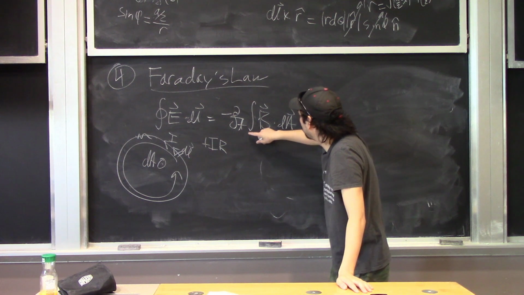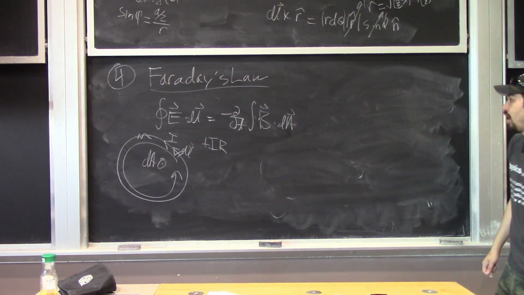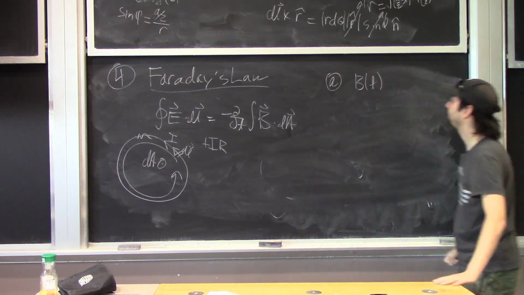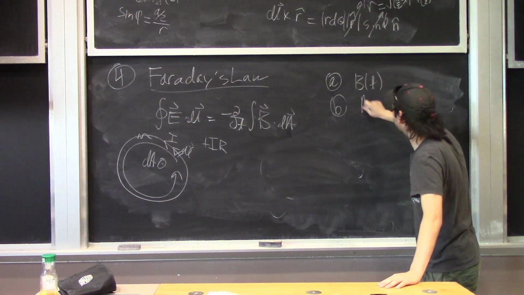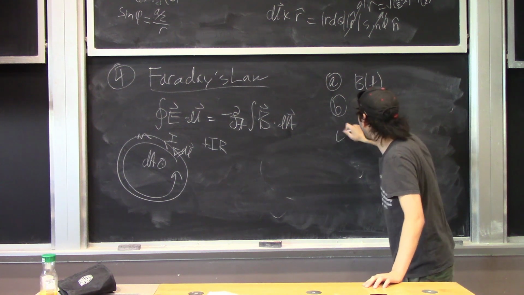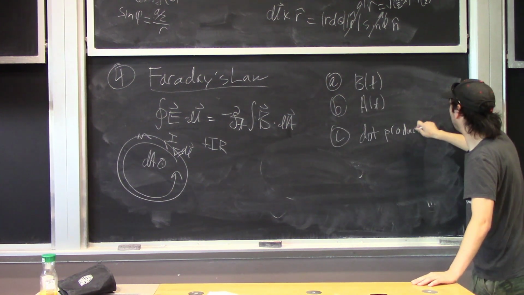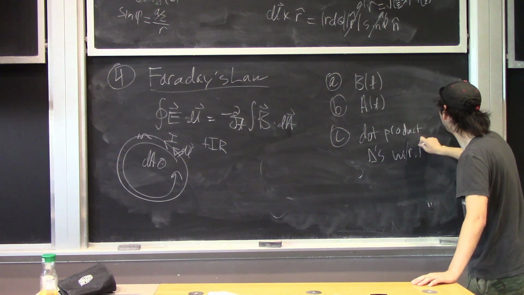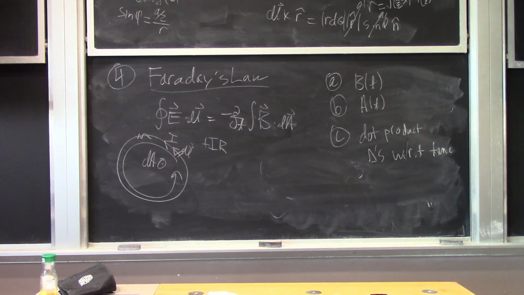And so what we saw was that there were really three different ways that we could get a time-dependent magnetic flux. The first way was if B was a function of time. The second way was if A was a function of time. The third way is if the dot product changes with respect to time. And we've gone through quite a few examples of these.